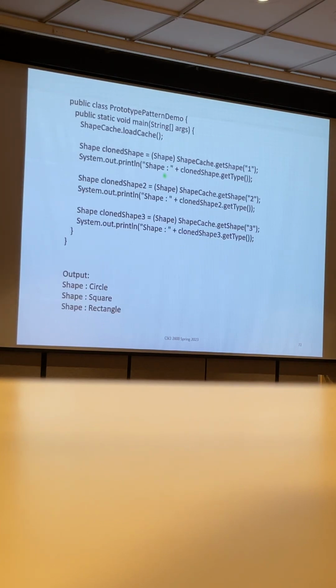All right, and that's the driver code for this example. So we get the shape from our cache, and then we can actually look at the type. It's not going to be Shape; it's going to be a specific type, like Circle or Rectangle, and it's not going to be the same object that is stored in our hash table.